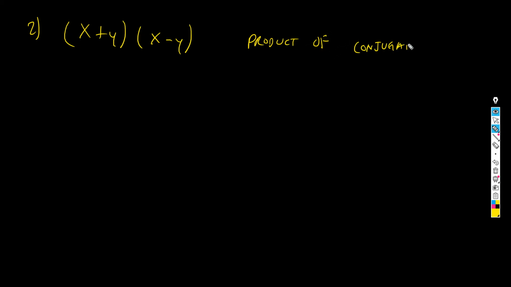The other type was the product of this, okay, and I called this the product of conjugated binomials. So first of all, let's understand what conjugated binomials are. For example, I'm going to do it in here.